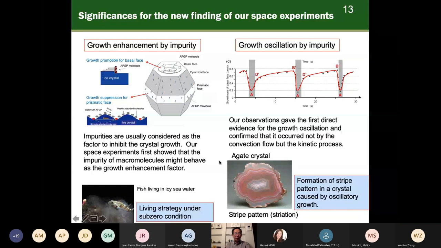So this is a summary for the second experiment. Using this data, we found two important things as impurity effects. The first one was the growth enhancement by impurity. Impurities are usually considered a factor that inhibits crystal growth. Usually if there is an impurity, the crystal growth rate is reduced very much. However, in our experiments, we found that the growth was enhanced by this impurity. This is a very new finding for the impurity effect during crystal growth phenomena.